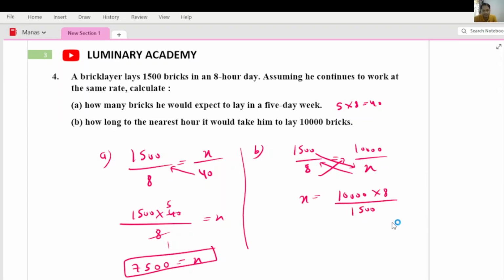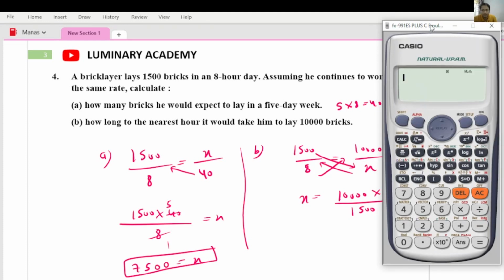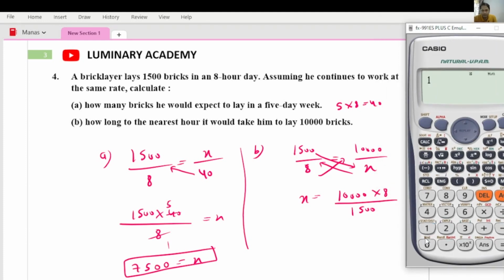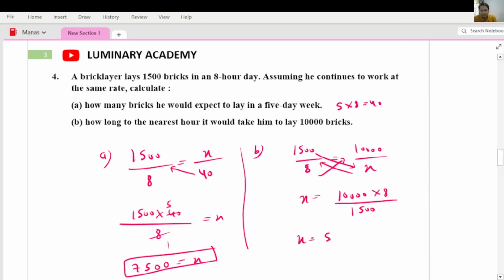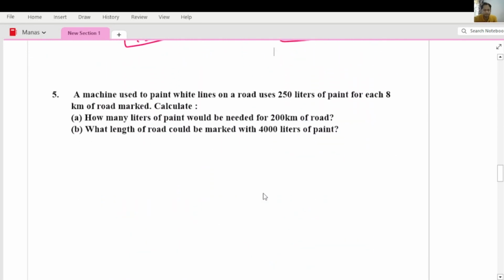You can use a calculator here, right? So we'll type it here, 10,000 multiplied with 8, and this will be divided by 1500. We get 53.333. Okay, so to the nearest hour, it is 53.3 recurring. So that means the nearest hour will be 53 hours. So it will take him 53 hours to lay the 10,000 bricks.